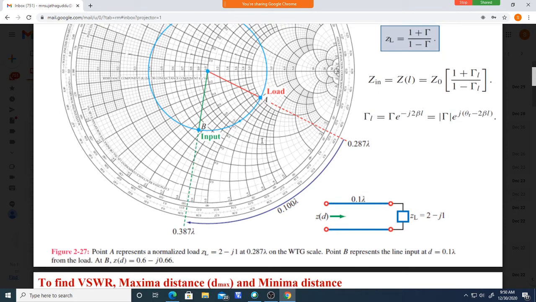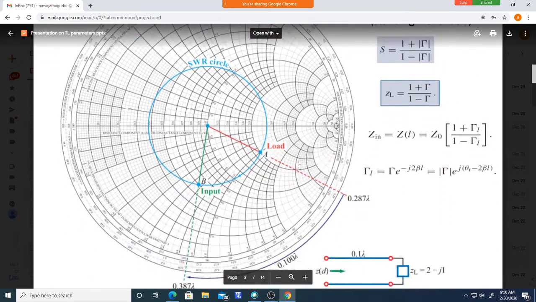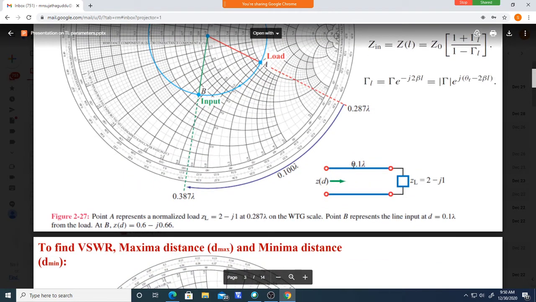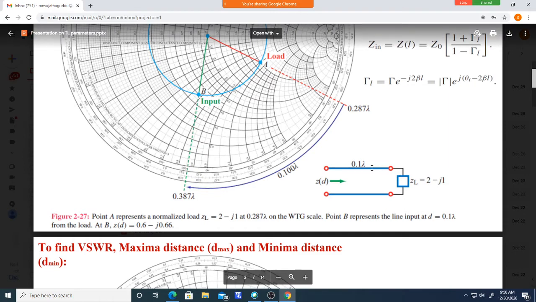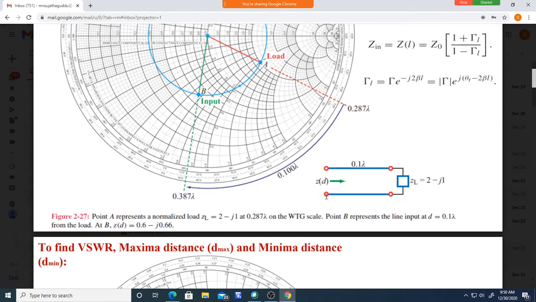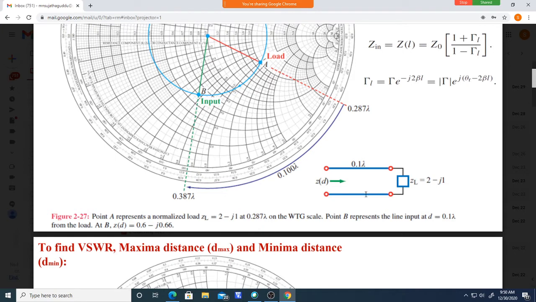See how it is now. This is the load point given. I marked it here. In the question it is asked: what is the input impedance at a distance of 0.1 lambda from the load? This is the load here. If I move like this 0.1 lambda, from here to here is 0.1 lambda. From the load point, I travel a distance of 0.1 lambda. You measure what is the impedance here.